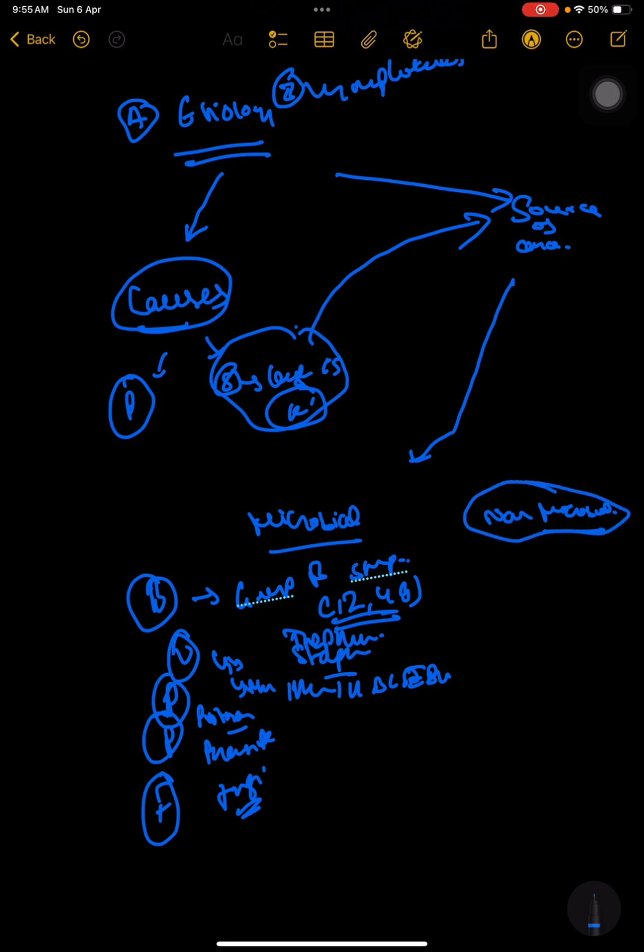Non-microbial means it is not a parasite, not a bacteria, not a protozoa, not a virus. Non-microbial is a foreign protein, or it might be a toxin, or drugs. It can be anti-tetanus serum, heavy metals, or tetanus toxoid. Drugs like gold, penicillamine, and captopril. Endogenous causes include anti-nuclear antibody, or thyroglobulin.